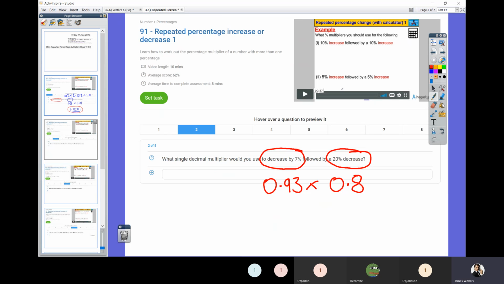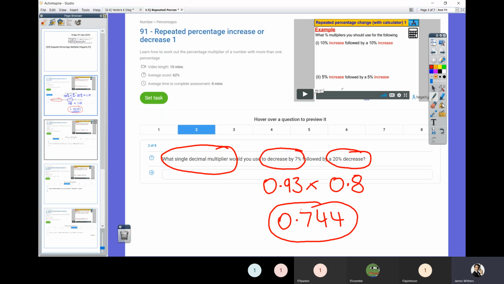So a 7% decrease and a 20% decrease. Get your calculator out, multiply those together, and you get 0.744. Again, that is a single decimal multiplier. Your work is done.